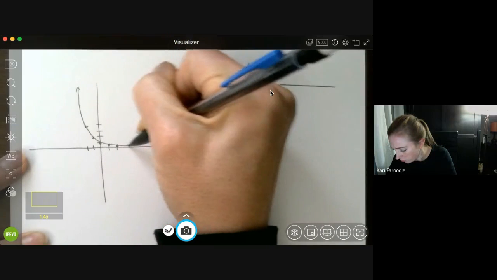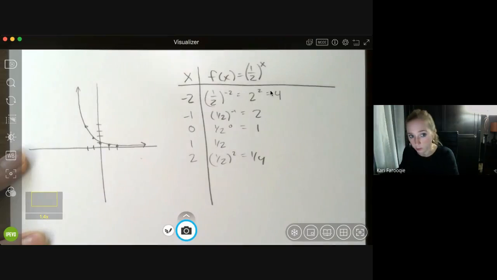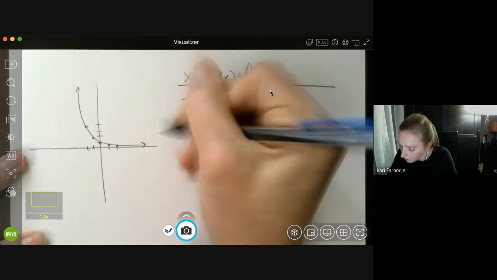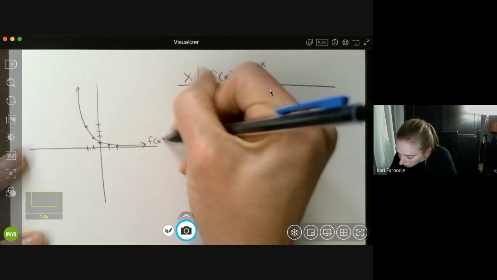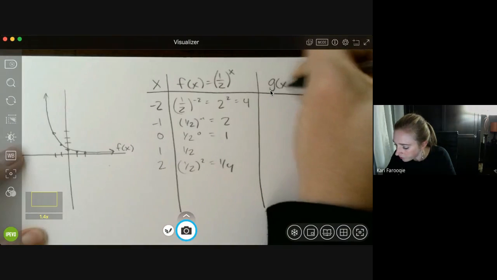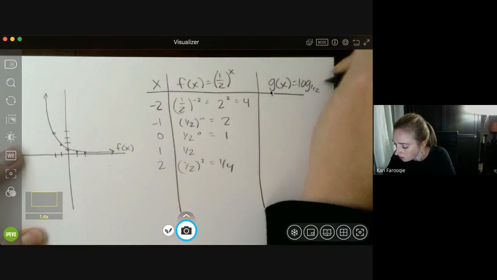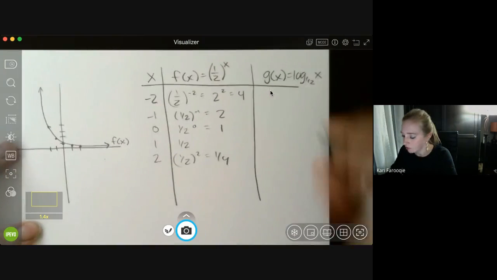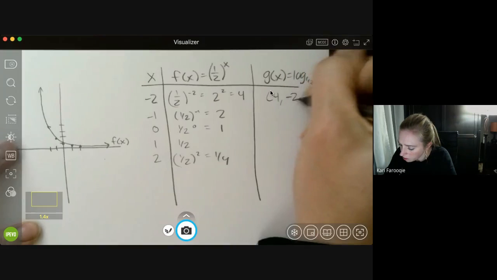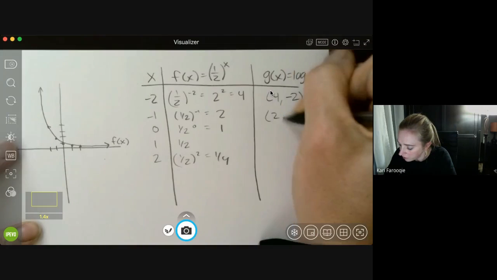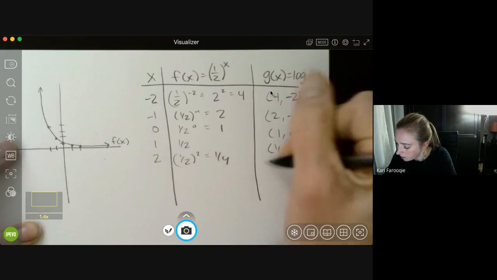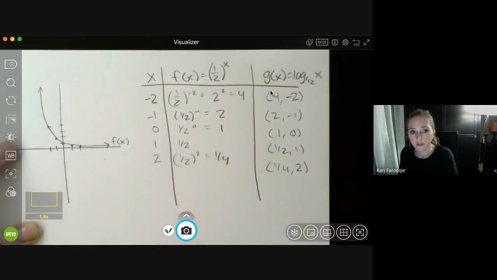Remember that the coefficient is less than 1, but greater than 0. So it must mean that your graph is going down as it heads from left to right. So this is your function f of x. And then remember that g of x is just the inverse. G of x is log base 1/2 of x. So you're going to flip-flop those points. Instead of having a point at -2, 4, you're going to have a point at 4, -2, 2, -1, 1, 0, 1/2, 1, and 1/4, 2.